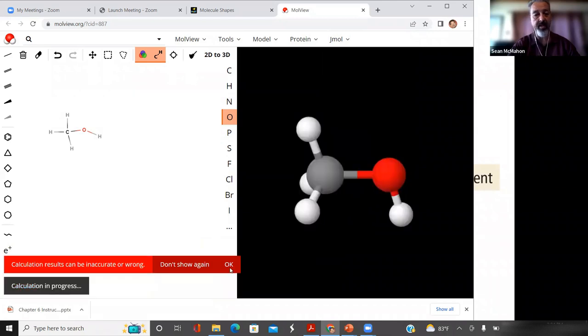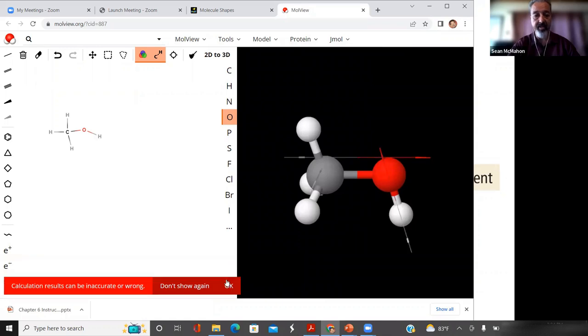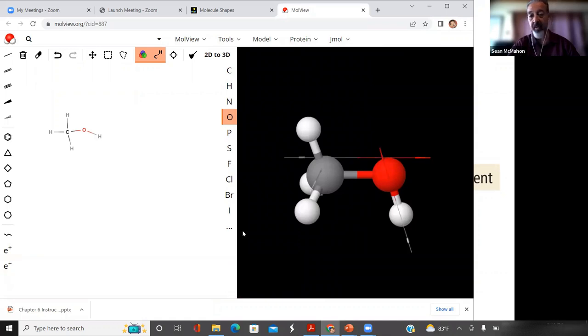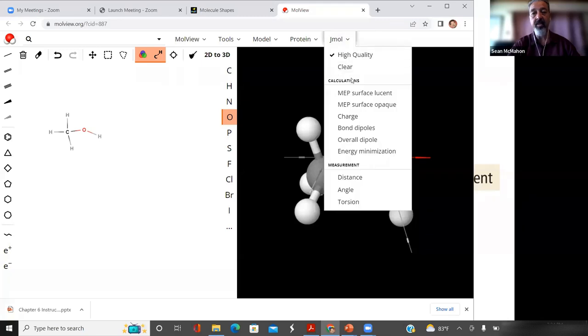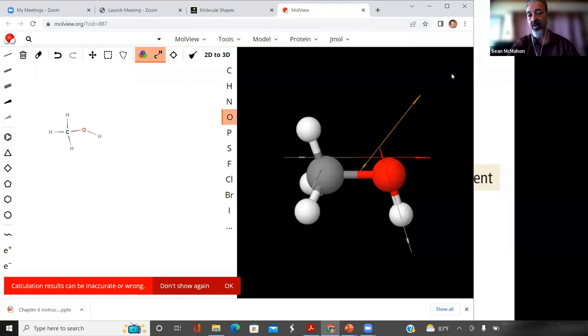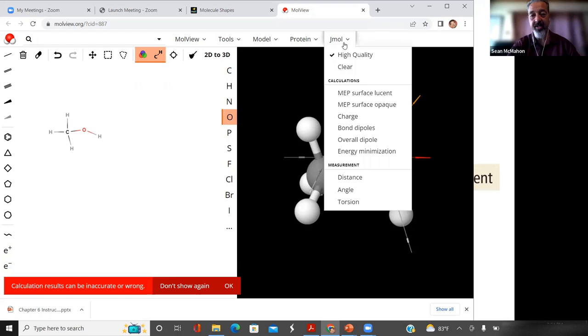They used to do that. Oh, there it is. There's the dipoles. I'll talk about what that is. You could also show the net dipole, overall dipole. So we're seeing that the dipoles are on the side of the oxygen. I'll explain that. We also see all the dipoles pulling in different directions. That's why this is a polar molecule.